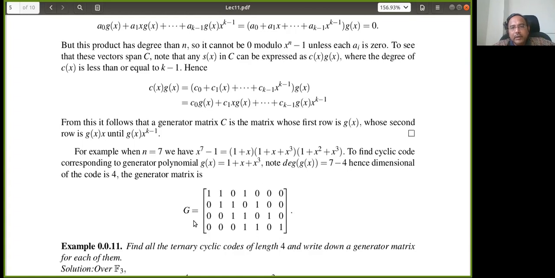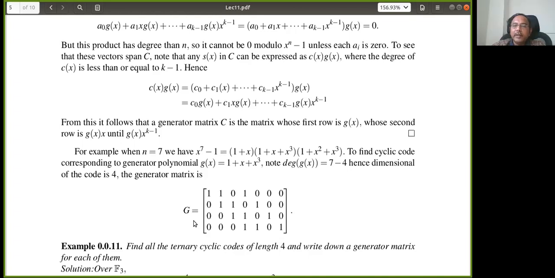0 1 1 0 1 0 0. Again cyclic shift that: 0 0 1 1 0 1 0. Again cyclic shift, then I'll stop. Right? Then what is the polynomial corresponding to the second row? Right shift of the first one, but that's okay. I'm asking for the polynomial. What is the polynomial corresponding to the second row? x plus x square plus x raised to 4.